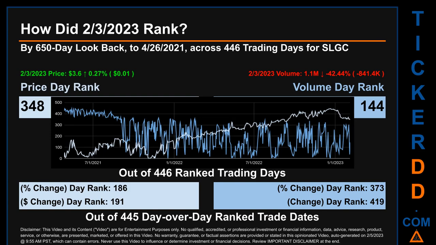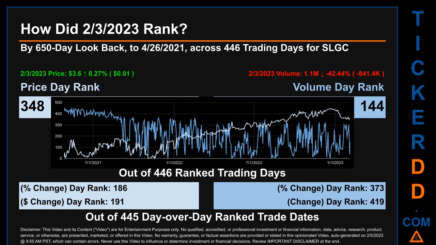How did the 3rd of February 2023 rank for SLGC by 650 calendar days? Look back to April 26, 2021, across 446 trading days, of which the 3rd of February 2023 price ranked 348 while its volume ranked 144. Each of the 446 trading days were ranked amongst themselves by highest end of day price and volume, with a rank of 1 being the highest and 446 being the lowest ranked day.